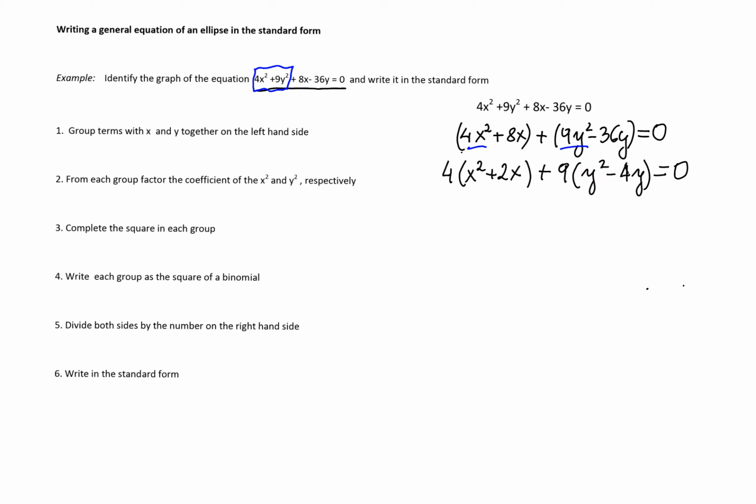Now we'll complete each group to the perfect square. So it means we'll add to each group a special number such that all three terms will be the square of some binomial. So I leave the place here, and then I will do the same for the group of y's.